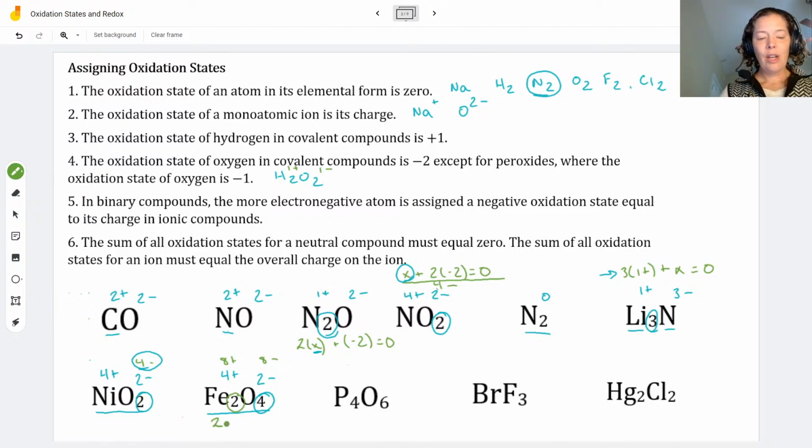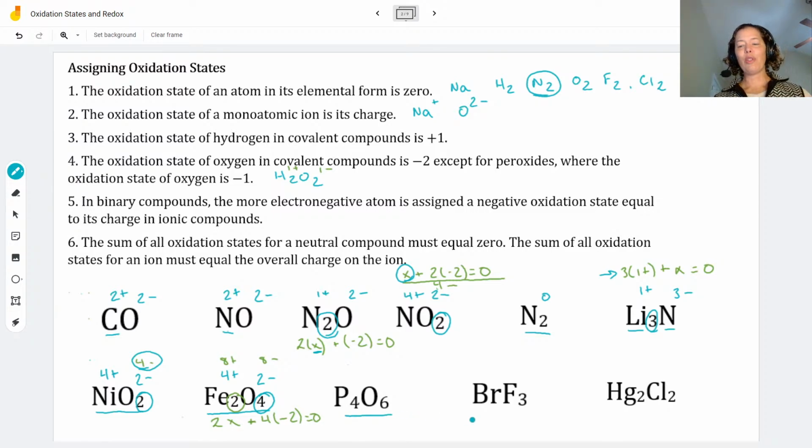So I had 2 times whatever iron is, so we'll go back and say we didn't know what iron is, plus 4 times -2. That's my oxygen must equal 0. And so I just solved for x. Again, do the way that makes the most sense to you. So this would be iron 4 oxide. I'm not sure if iron 4 oxide actually exists or not, but it doesn't matter because we're just doing an academic exercise here.